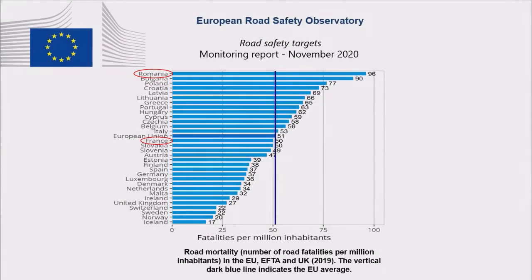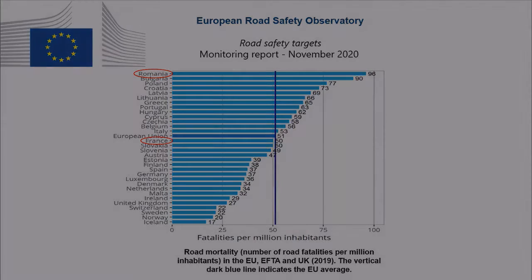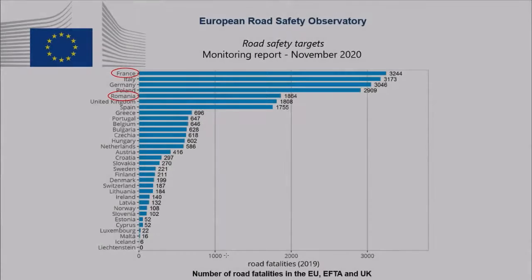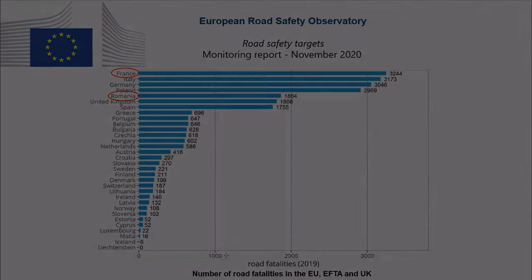In this figure, the number of road fatalities per million inhabitants in the European Union countries in 2019 is presented. According to this chart, Romania occupies an undesirable first place. Here, the total number of road fatalities in the European Union countries in 2019 is presented. In the context of these worrying figures, our application will contribute to increased traffic safety.